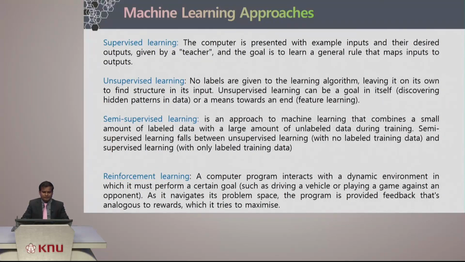Then comes reinforcement learning, where a computer program interacts with a dynamic environment in which it must perform a certain goal, such as driving a vehicle or playing a game against an opponent. As it navigates its problem space, the program is provided feedback that's analogous to a reward. So whenever it gets feedback, it's like a reward. It can be a positive reward or a negative reward.